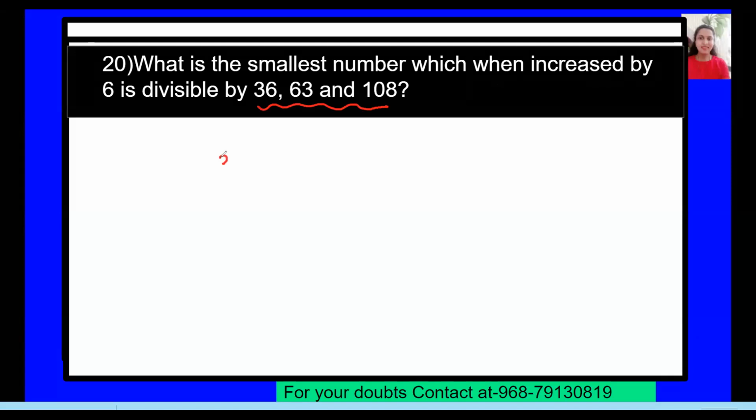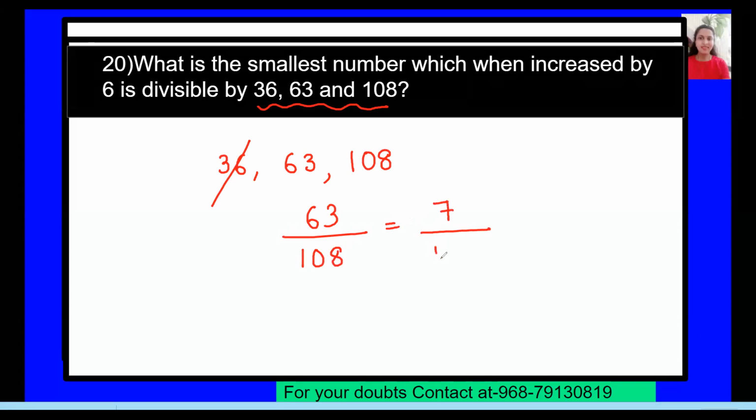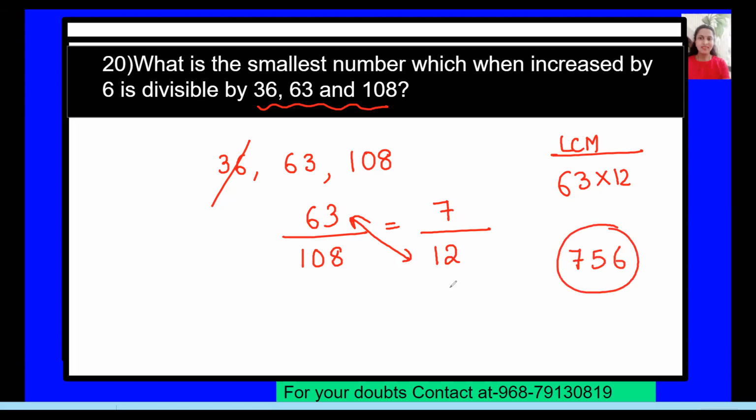Now let's see the smallest number which when increased by... whenever they talk of divisible by all the numbers, in this scenario we will find the LCM. Now 36 and 108, we can cancel 36 because it is completely divisible, because 36 is a factor of 108. So now we are left with 63 and 108. So 9 times 7 is 63 and 9 times 12 is 108. So if you multiply 63 times 12, you will get the LCM of these numbers. So LCM will be 63 times 12, that is 756.